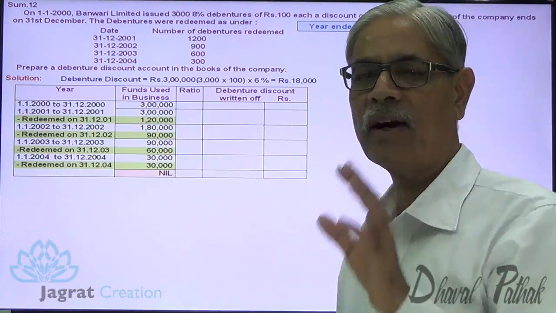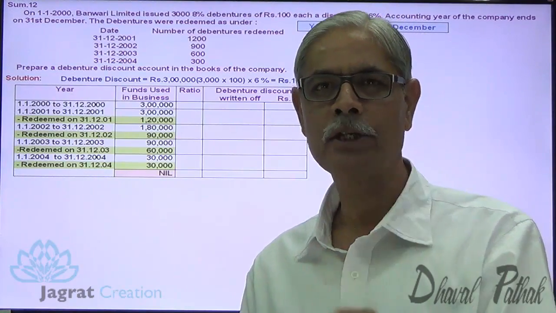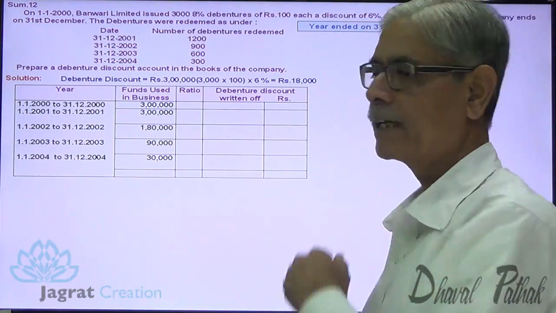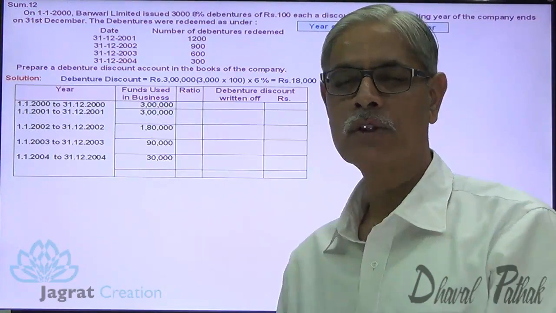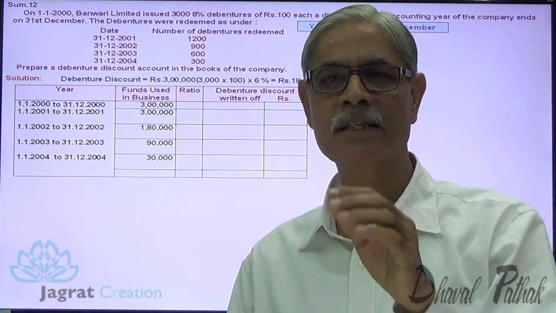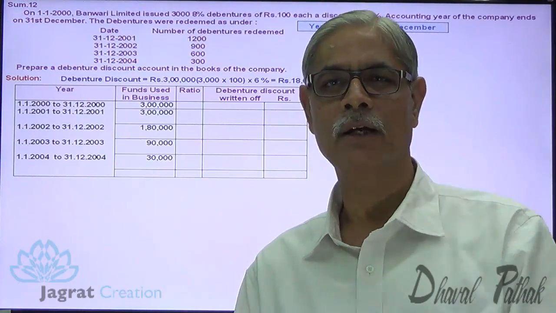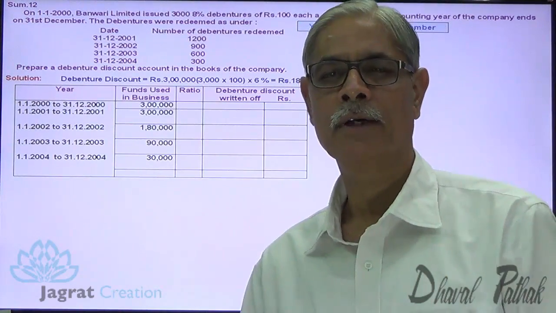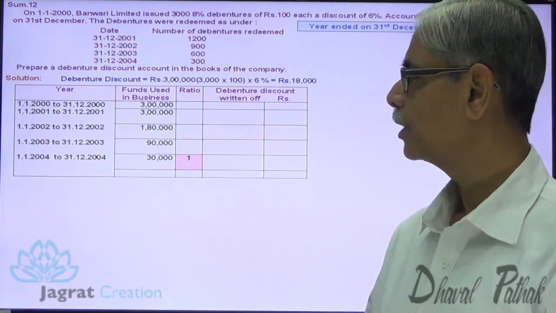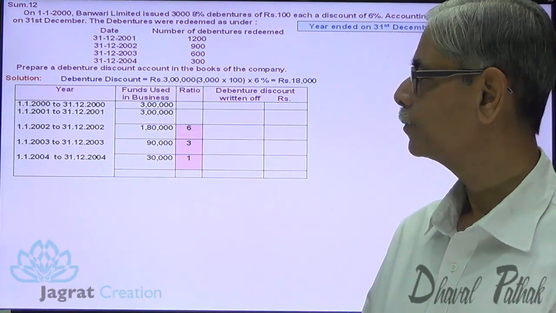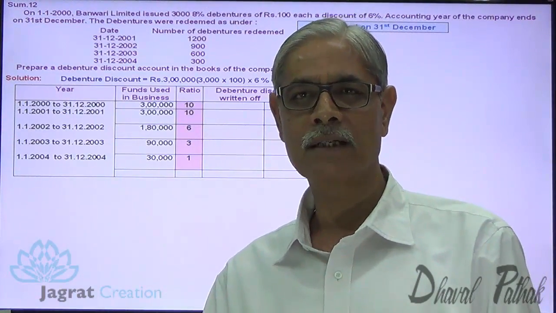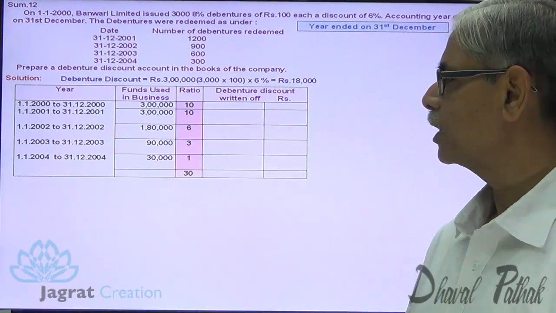But I am interested in finding out how much funds have been used in every accounting period. That's my concern. So 3 lakhs used in the first accounting period, 3 lakhs used in the second accounting period, 1,80,000, 90,000 and 30,000. The funds of debentures have been used in business in subsequent accounting periods. Now in this proportion, debenture discount gets written off. So let me work out the ratio: 3, 3, 1.8 becomes 6, 0.9 becomes 3, and 0.3 becomes 1. If you make a total, it's 30.